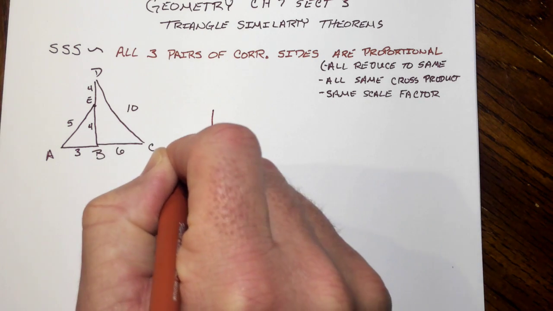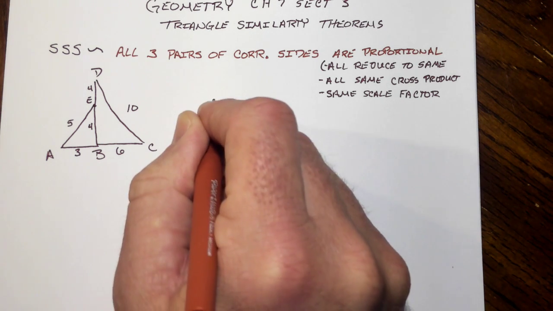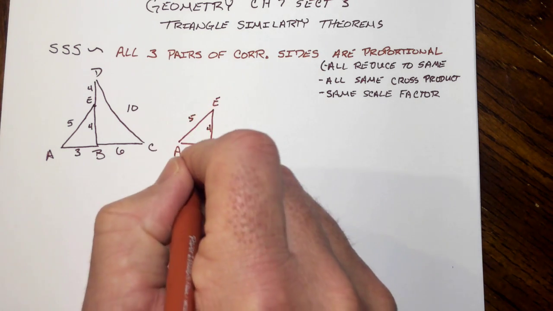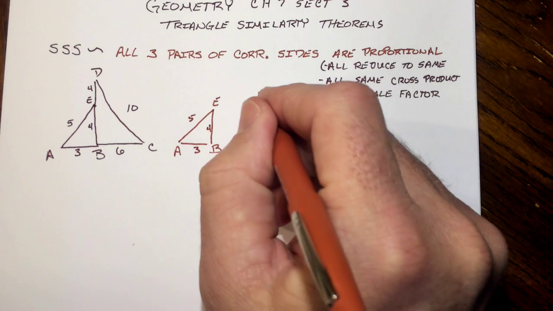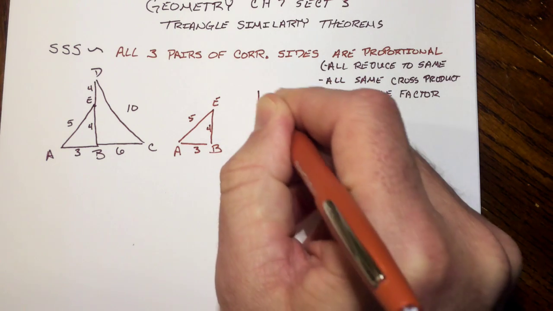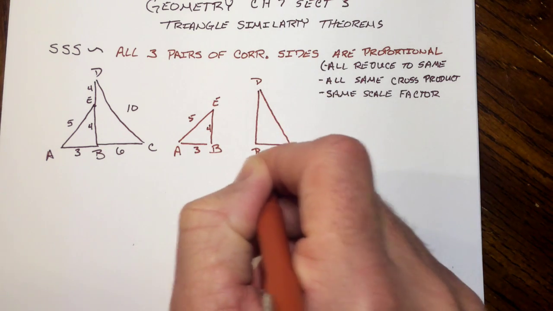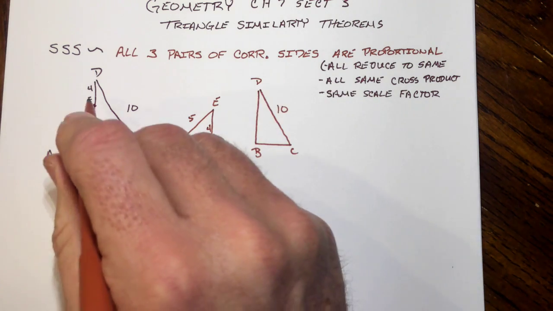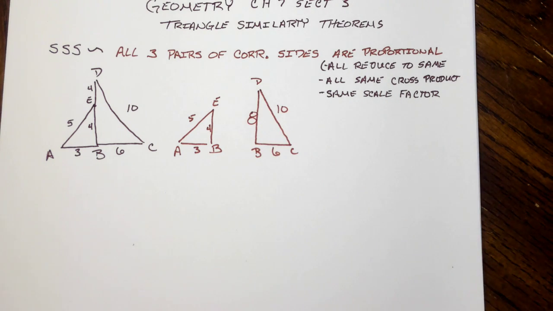So we have triangle ABE: 5, 4, 3, and triangle DBC: 10. This whole thing is 4 plus 4, 8, and 6. Some of you might be able to see it right away. Awesome. That's fine if you can.